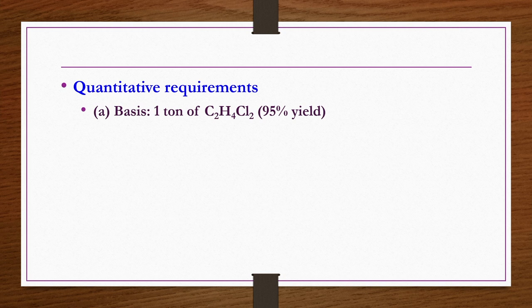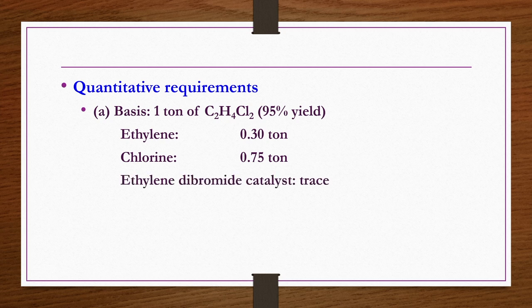Quantitative requirements. Basis: 1 ton of ethylene dichloride with 95% yield. Ethylene 0.3 tons required, chlorine 0.75 tons required. Ethylene dibromide catalyst, a few traces are required. If you work without this catalyst, the yield would be slightly less. If you want to get 90 to 95% yield, some traces of ethylene dibromide or ferric chloride may be added as a catalyst to the system. By adding this catalyst, the yield increases substantially. You can see this catalyst is required only in traces, not in much quantity.